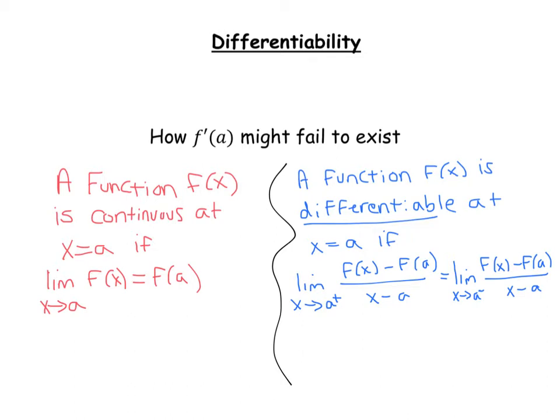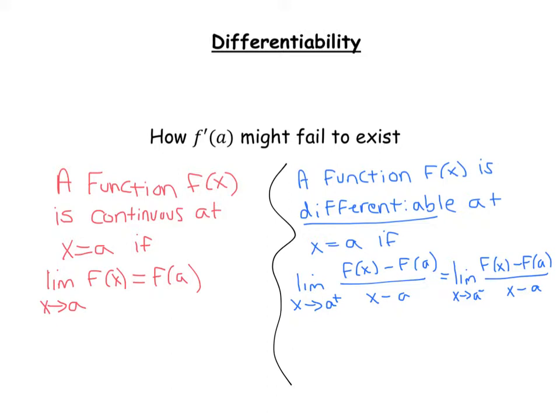In this video, we're going to talk about differentiability and how a function might fail to have a derivative at a particular x value. So first, I just want to remind you of a definition you should know at this point. That is that a function is continuous at x equals a if the limit of f of x as x goes to a is equal to f of a.